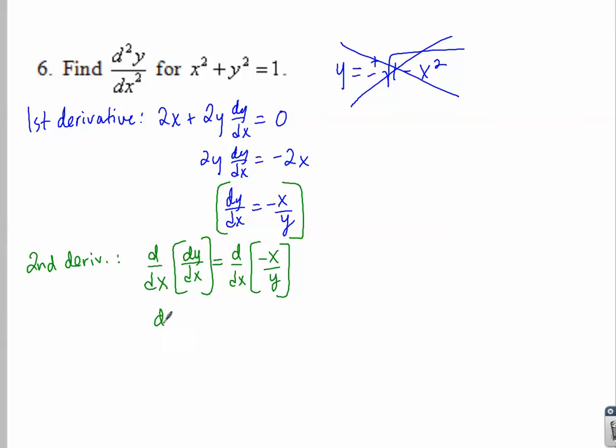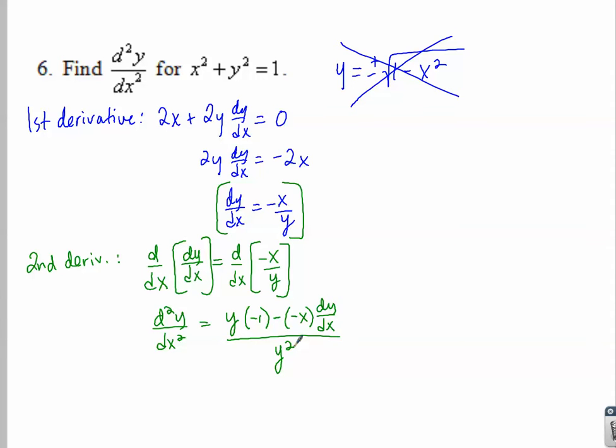This side is our d squared y/dx squared. See, d squared y over dx dx, dx squared. Over here, we have a quotient, so we should use the quotient rule. Bottom times derivative of the top minus top times derivative of the bottom, which is dy/dx, over denominator bottom squared.